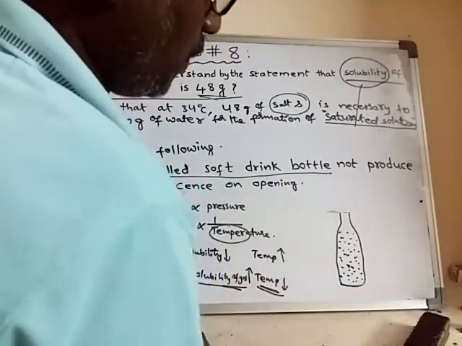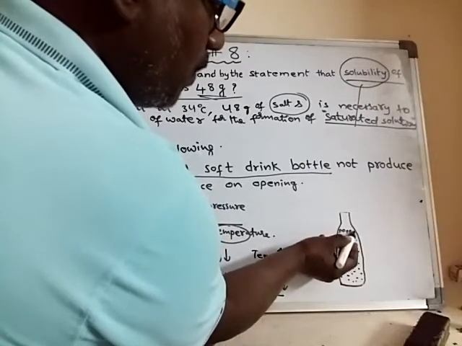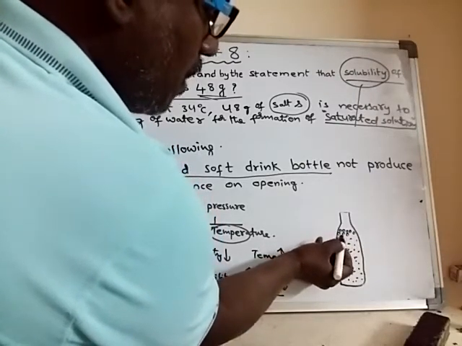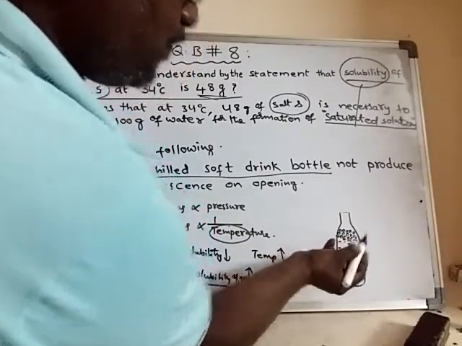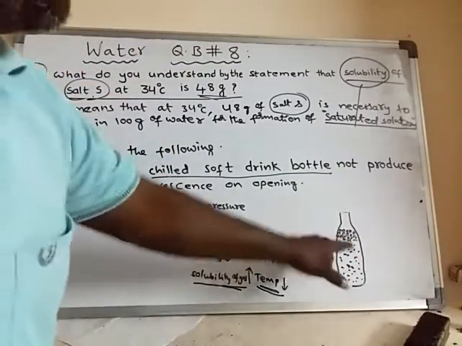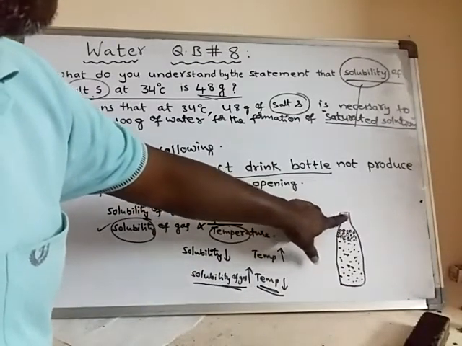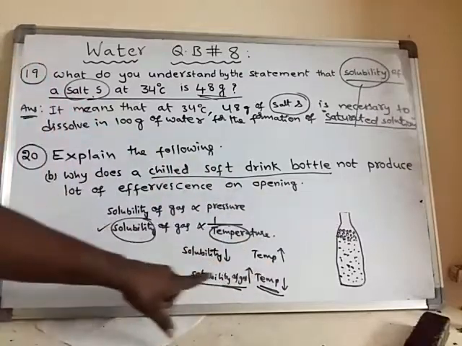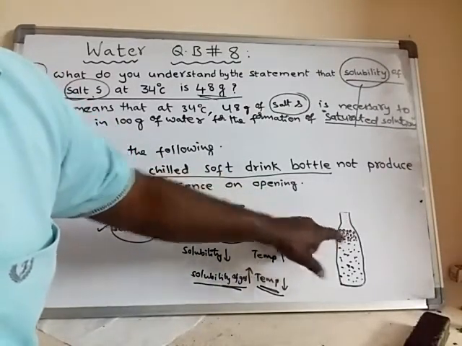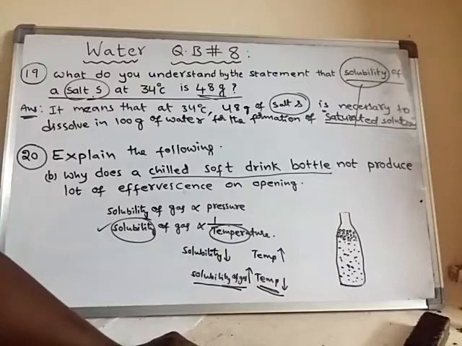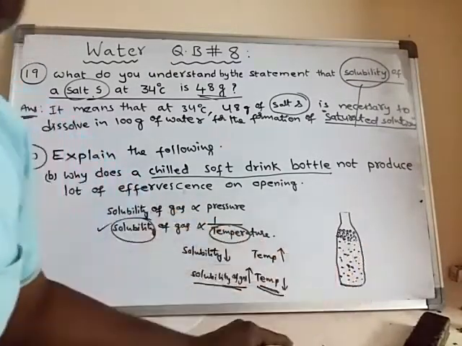Suppose you open this one, what happens? Effervescence will form. That means bubbles of carbon dioxide will form, but not that much. Why? Because when the bottle is opened, pressure is decreased. Though there is a decrease in pressure, only a little effervescence is formed. What is the reason? Because the temperature is very low.